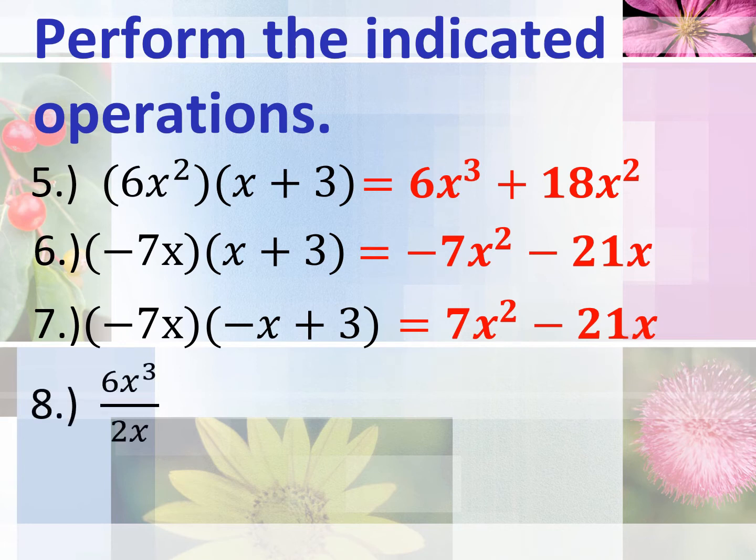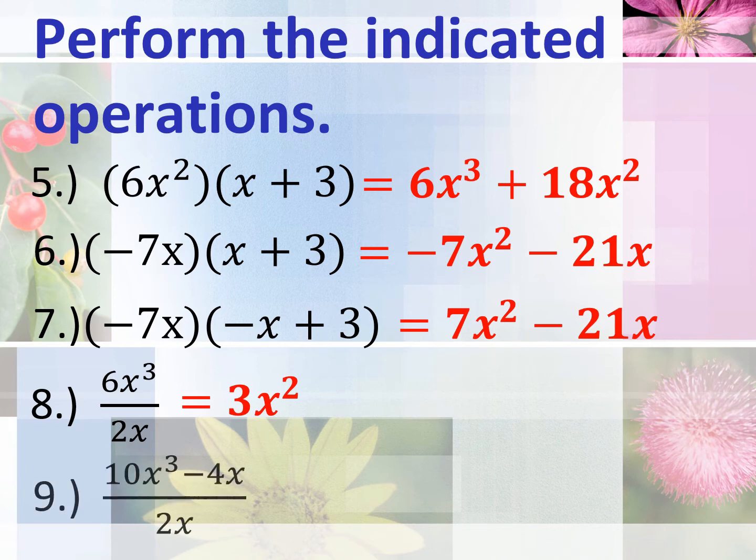Proceed tayo sa number 8 example. 6x cubed divided by 2x. So, dito sa example na to, i-divide lang natin tong coefficient at saka ima-minus natin yung kanilang exponent. So, dito ang exponent ng ating x ay 1. So, 6 divided by 2, that is equal to 3. And then, 3 minus 1, that is equal to 2. So, copy natin yung x, then lagay natin yung exponent na 2. Yun yung pinag-minusan natin. So, ang ating final answer is equal to 3x squared. Yan yung ating final answer.